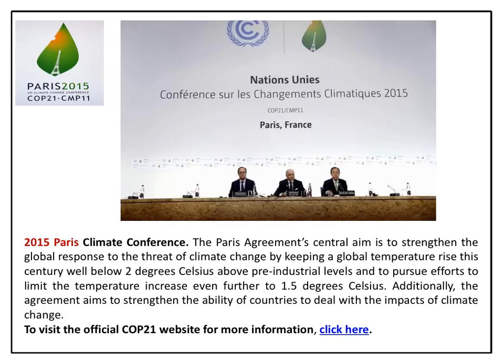2015 Paris Climate Conference. The Paris Agreement's central aim is to strengthen the global response to the threat of climate change by keeping a global temperature rise this century well below 2 degrees Celsius above pre-industrial levels and to pursue efforts to limit the temperature increase even further to 1.5 degrees Celsius. Additionally, the agreement aims to strengthen the ability of countries to deal with the impacts of climate change.